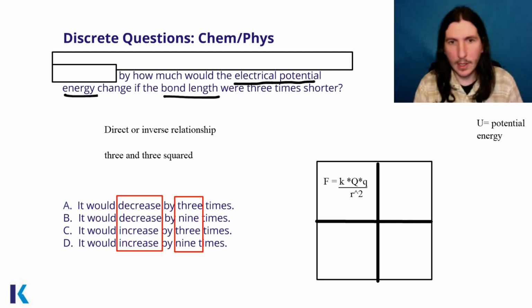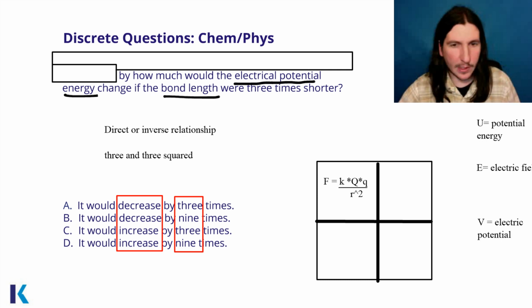E is electric field strength. And V is electric potential. For when I fill these in here, this goes U, E, V.